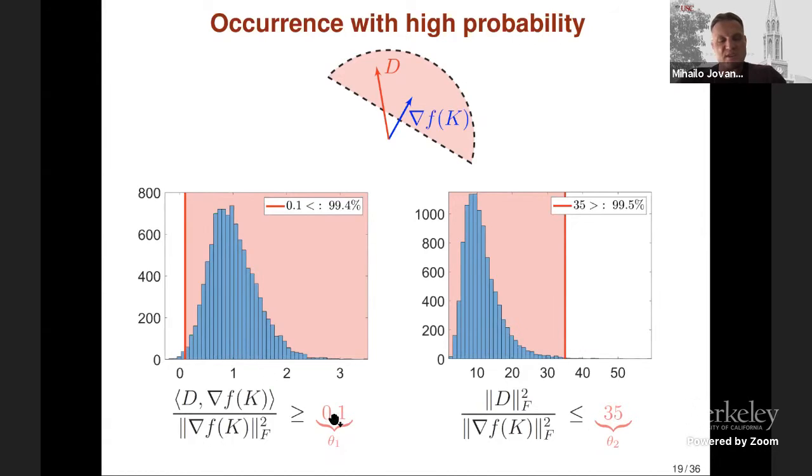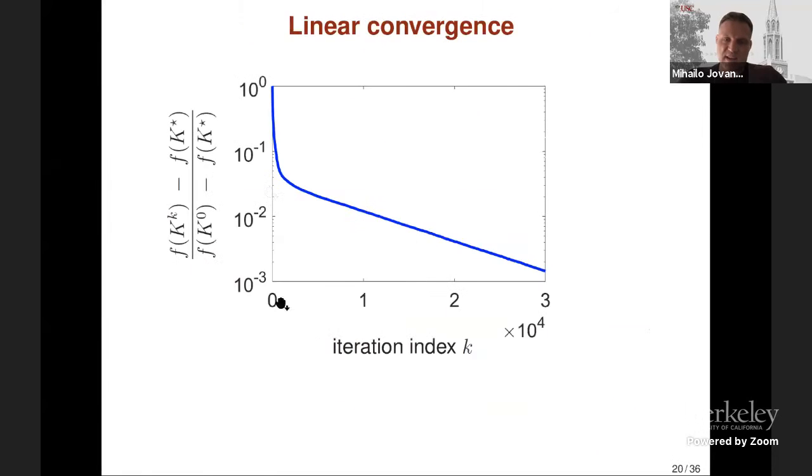And if you choose these parameters theta 1 and theta 2 carefully, with overwhelming probability, these two events are going to be satisfied. And convergence curves establish linear convergence without the typical oscillations that you have in stochastic types of algorithms. So this was a very, very brief overview of what we've done in the area of model-free linear quadratic regulator. Again, for details, I would like to direct you to our paper. All of the details are contained there.